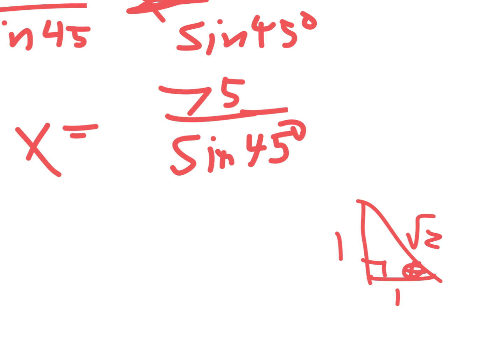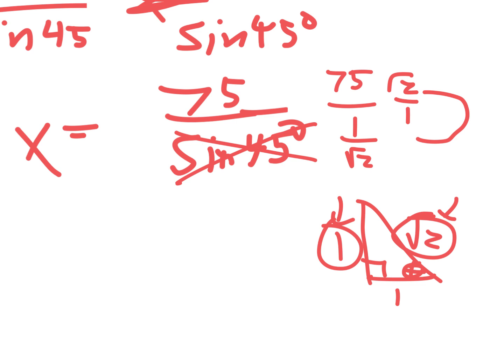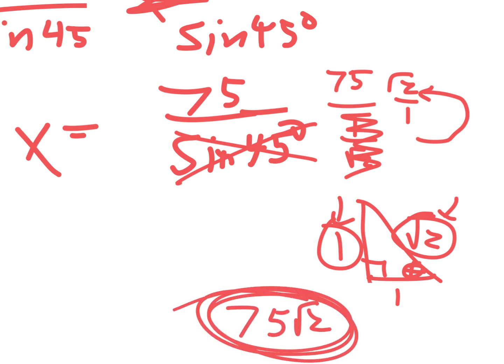So sine of 45 is opposite over hypotenuse, so I can replace this with opposite 1 over hypotenuse root 2. And now I've got 75 over a fraction, and I'm smart enough to know to flip it: root 2 over 1. Are you smart enough to know that? And then the answer is 75 root 2. Does that make sense to you? You feel okay about that one?